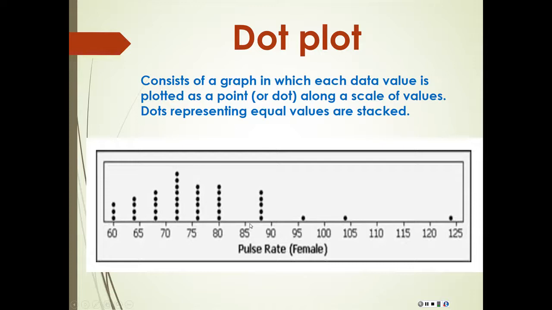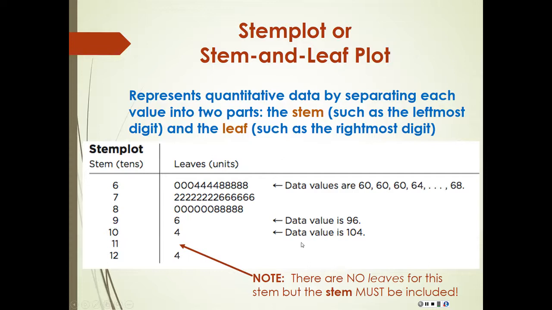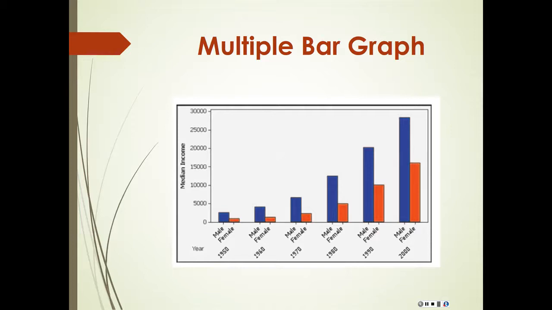We will make dot plots. They are quick, down and dirty, easy histograms. They are very easy. Stem and leaf plots, same thing. We will talk about stem and leaf plots the next time. And then if you're comparing two data sets like the male and female pulses or the median income for men and women, you might want to make a bar graph where you have the male bars and female bars next to each other so you can compare.